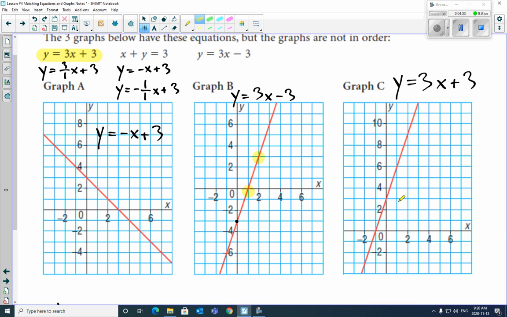Let's make sure we didn't do it wrong. So our y-intercept is positive 3. The slope is 3 over 1. So this means it's positive. We go up. So up 3 over 1, up 3 over 1, up 3 over 1.